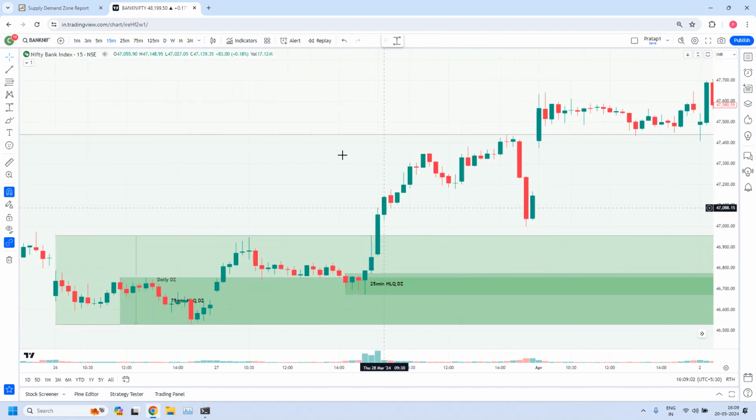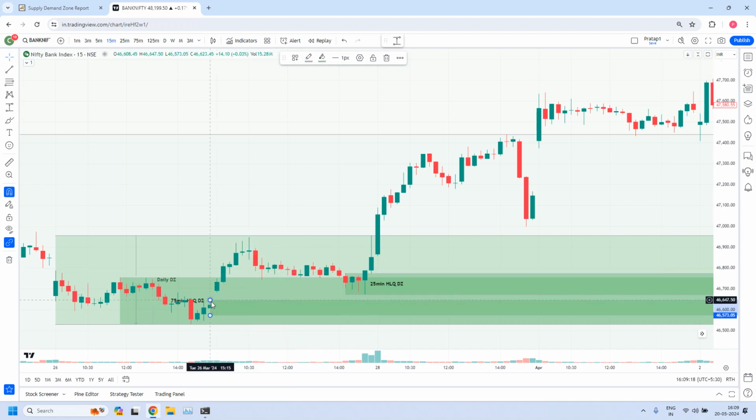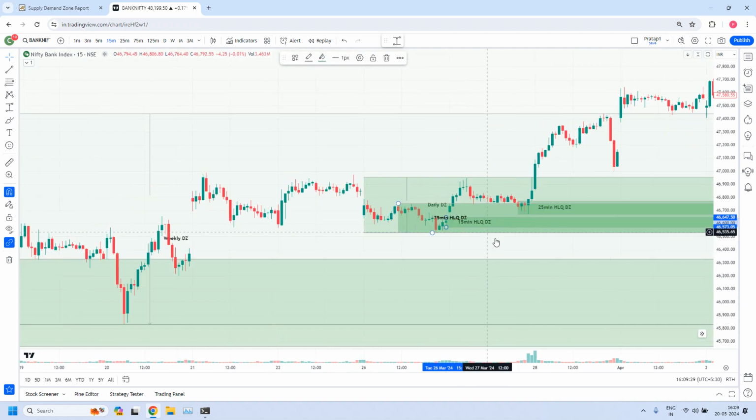March. This is the one. This is a legging ERC candle, and then we have a base candle. So this is a 15 minutes high liquidity demand zone. So let us limit ourselves to this level only.